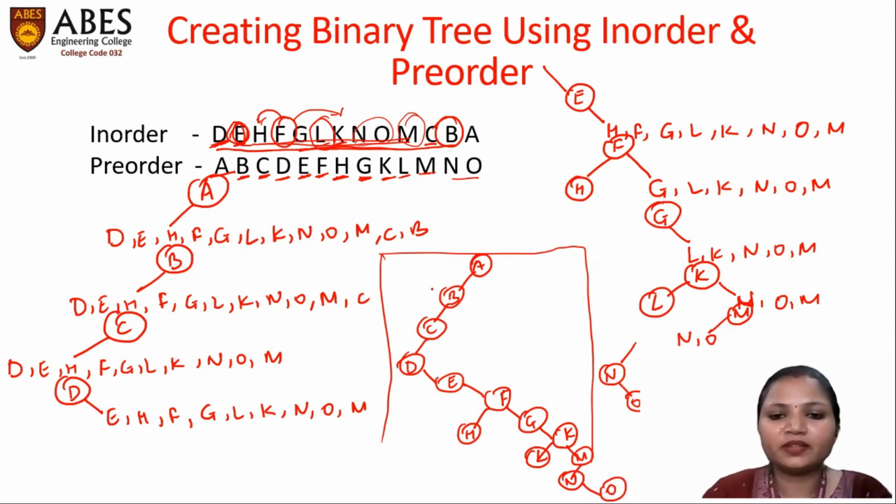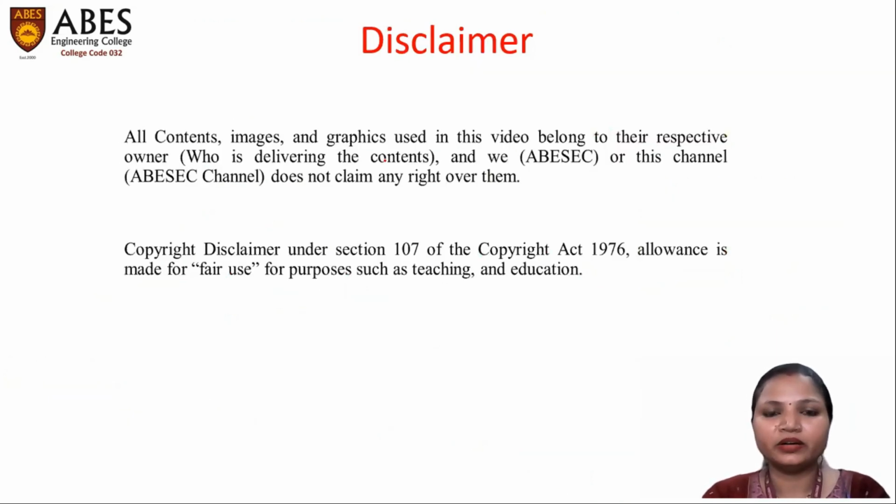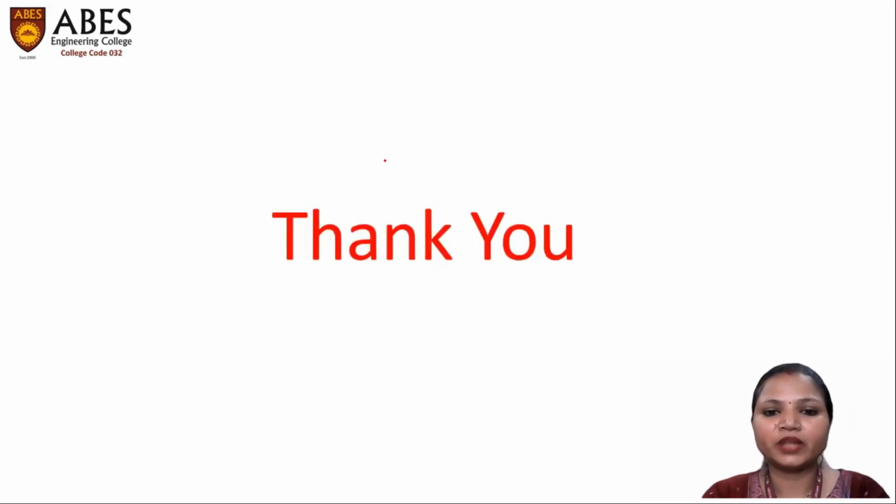So this is the tree that we have formed using in-order and pre-order. In pre-order, we have to check the position of the root node, and in in-order we have to check where the root node is. All the elements present on its left are in the left subtree, and all the elements present on its right are in the right subtree. Hope it is clear to you. Thank you, all of you.